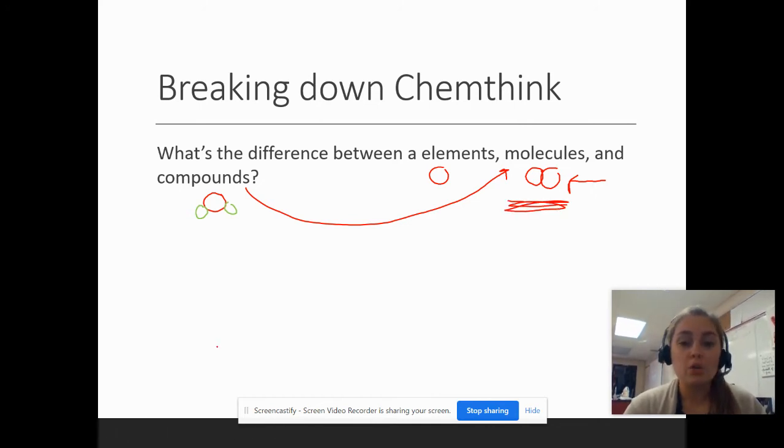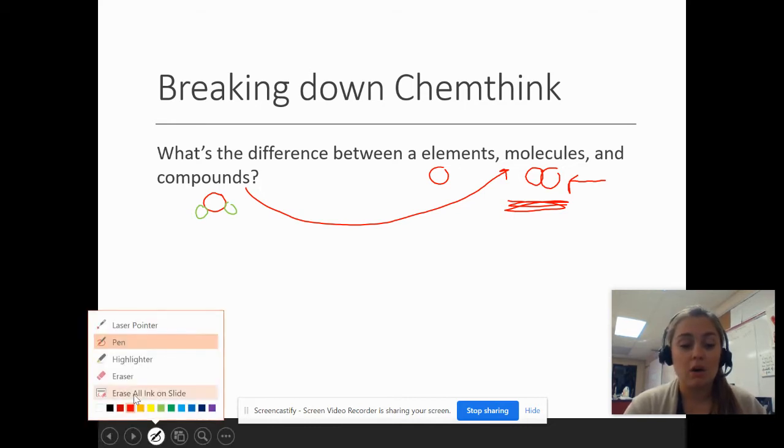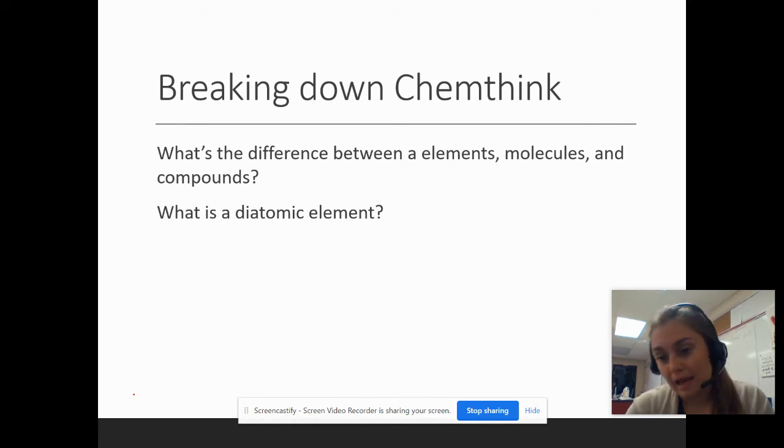When we have two atoms that are chemically bonded together and those atoms are the same, it's called a diatomic element. So a diatomic element is any time we have two of the same atom that are chemically bonded. There are some elements, 7 to be exact, that simply do not exist on their own in nature. Hydrogen, you will never find just one hydrogen atom chilling by itself. It's always going to have a buddy, all right?